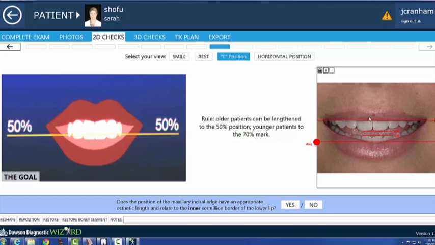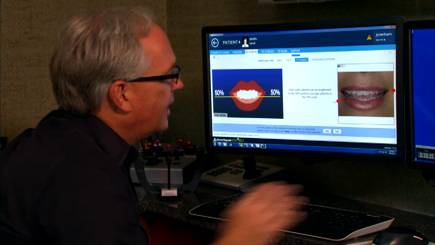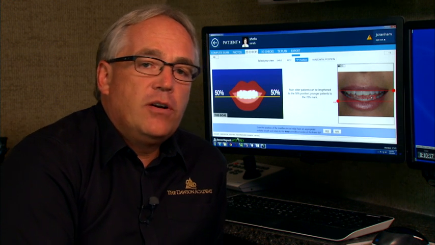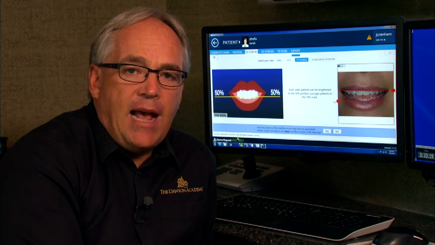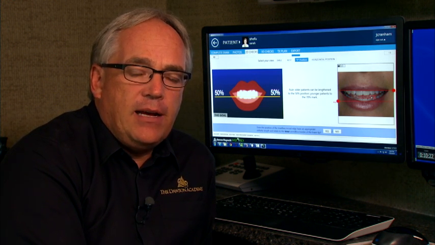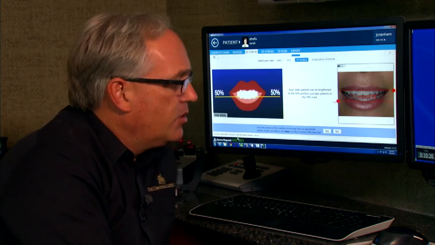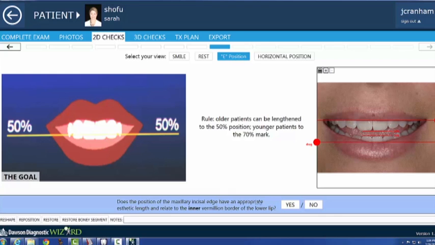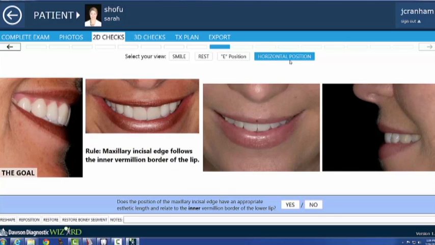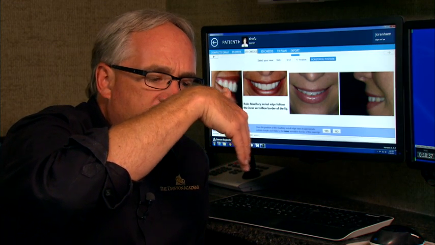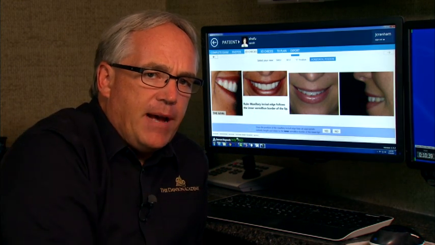And what we're finding with Sarah is that at the 50% line, that's right where her incisal edges are. So in fact, her centrals are right at the proper length on the shorter side of normal, which we would accept. The last one, it's critical, and a lot of us forget to look at it, is looking at where the teeth are in the horizontal position. In other words, are the incisal edges too far out or too far back?